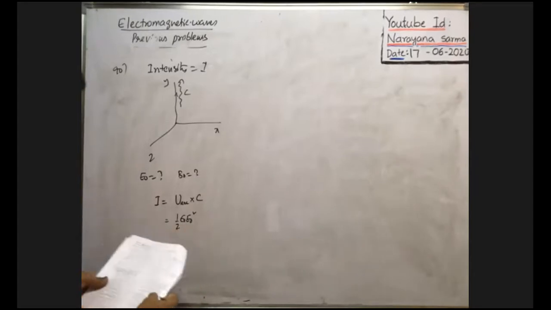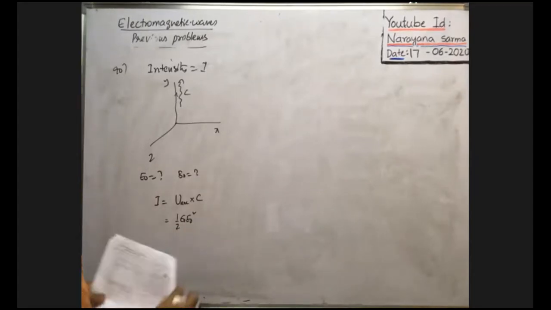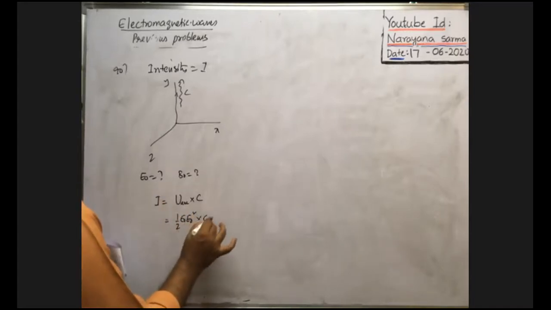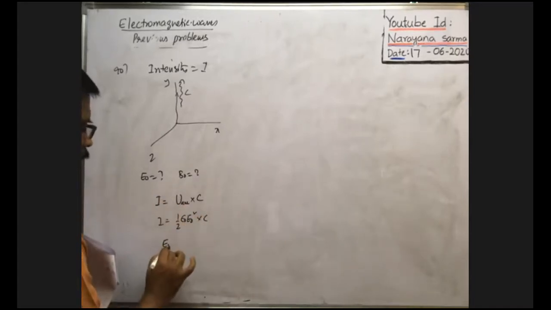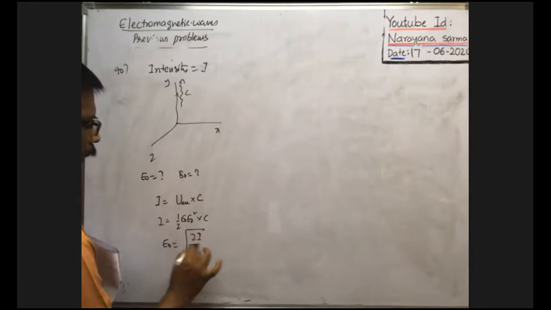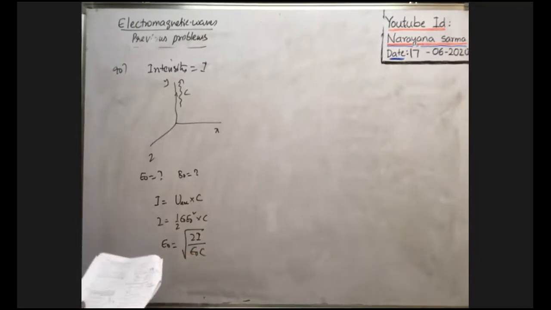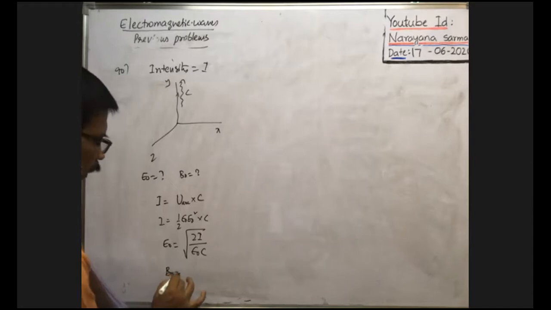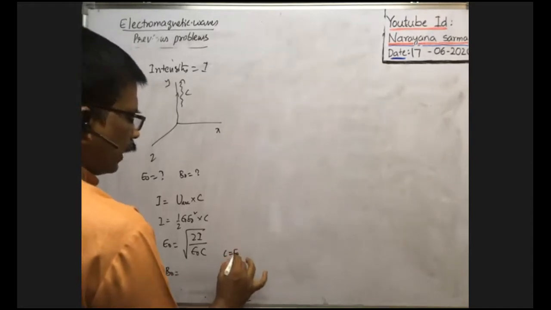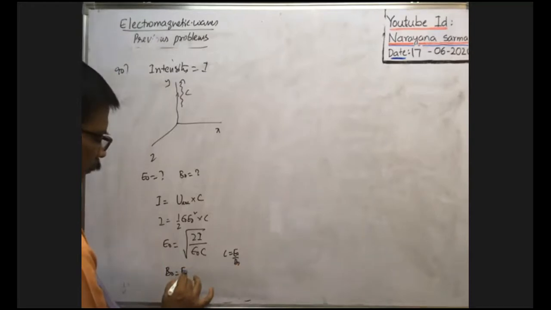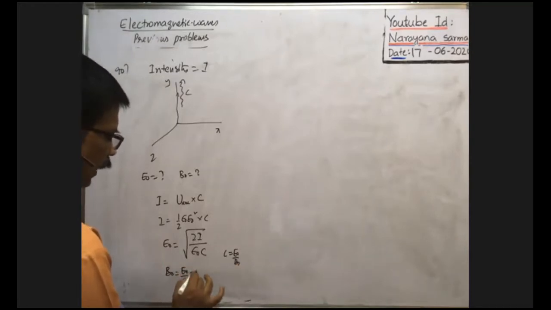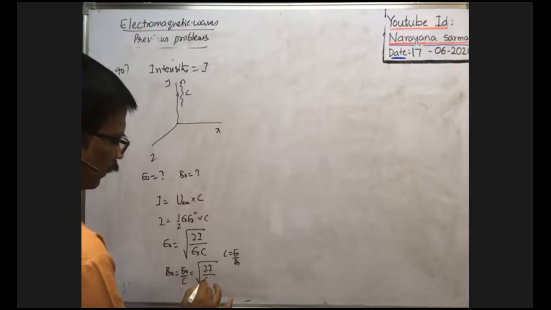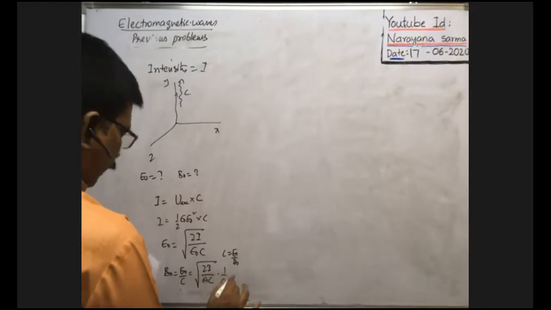Here in the options it is given in terms of epsilon naught. That's why I have written epsilon naught into c. From this, E naught is equal to square root of 2I by epsilon naught into c. This is the formula for the maximum intensity of the electric field. Therefore, B naught: we already know c is equal to E naught by B naught, so B naught is E naught by c. That is root 2I by epsilon naught c, by c.